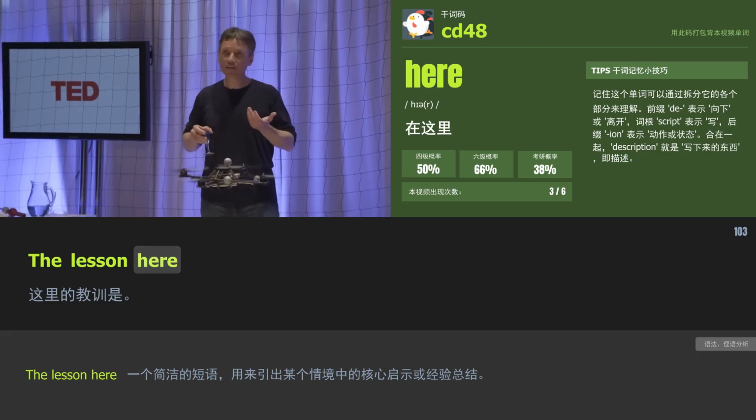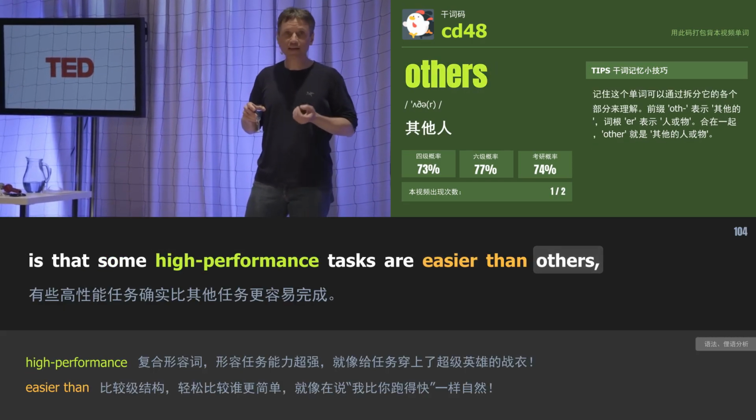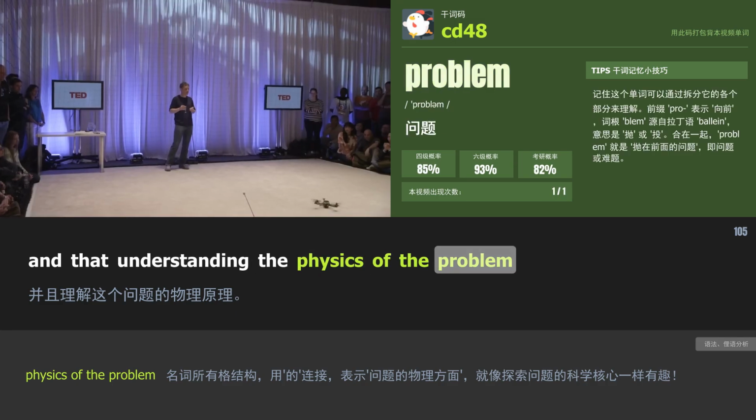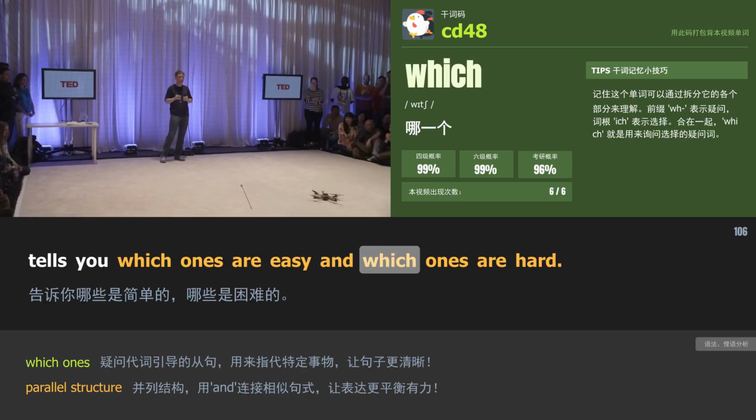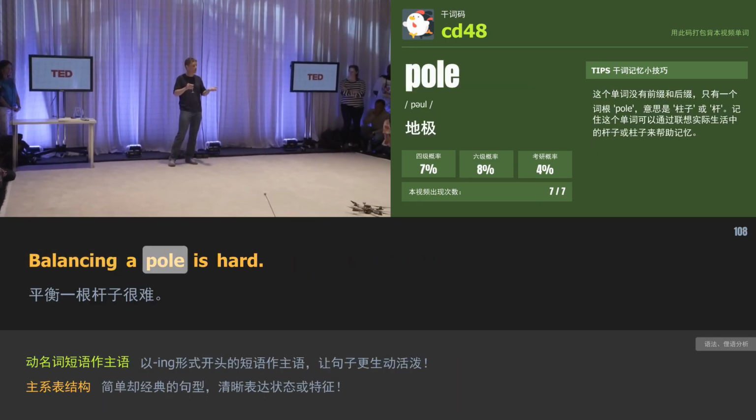The lesson here is that some high-performance tasks are easier than others, and that understanding the physics of the problem tells you which ones are easy and which ones are hard. In this instance, carrying a glass of water is easy, balancing a pole is hard.